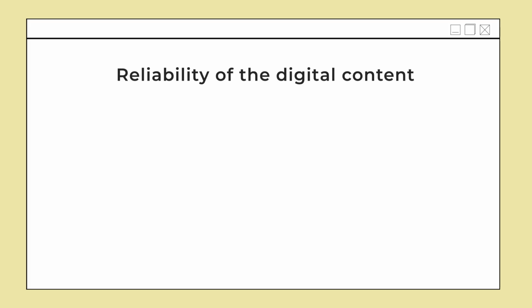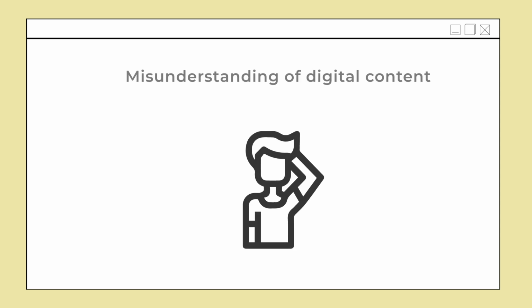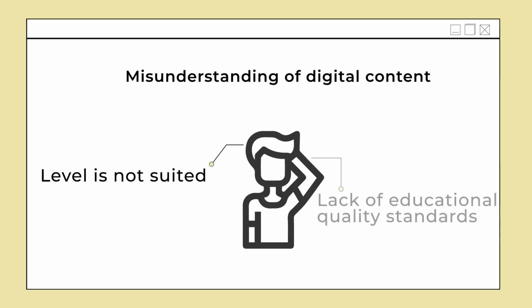In conclusion, we must always ensure the reliability of the digital content we use by identifying its creator and using critical thinking. Finally, keep in mind that other factors can influence the misunderstanding of digital content. For example, if the level is not suited to your own, or if there is a lack of educational quality standards.